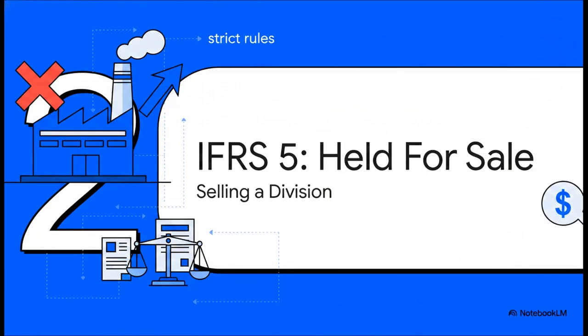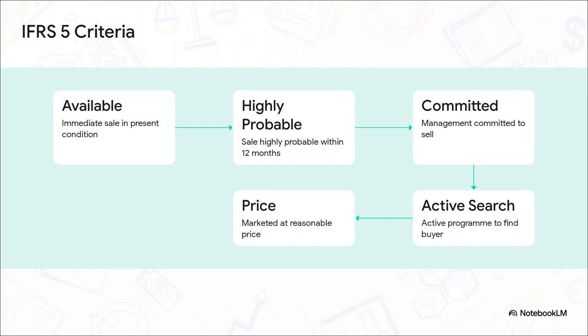Moving right along to part 2, IFRS 5, non-current assets held for sale. Well, it turns out you can't just casually decide to sell an asset and slap it into this category. No way. It's an all-or-nothing checklist. First, the asset has to be available for immediate sale. Second, that sale must be highly probable within 12 months. Third, management has to actually be committed to selling it, actively searching for a buyer. And finally, marketing it at a reasonable price. So remember, if even just one of these criteria is missing, it absolutely does not qualify for IFRS 5.